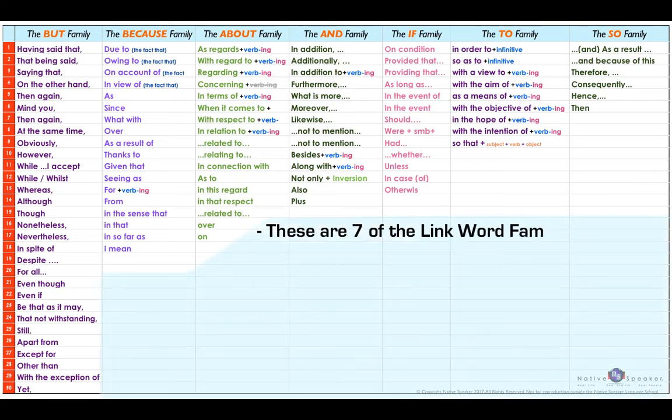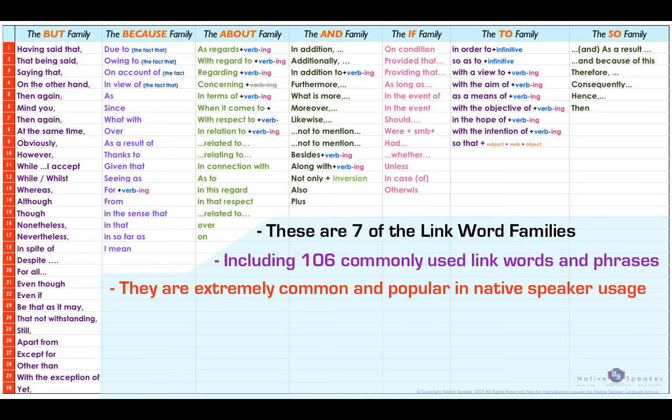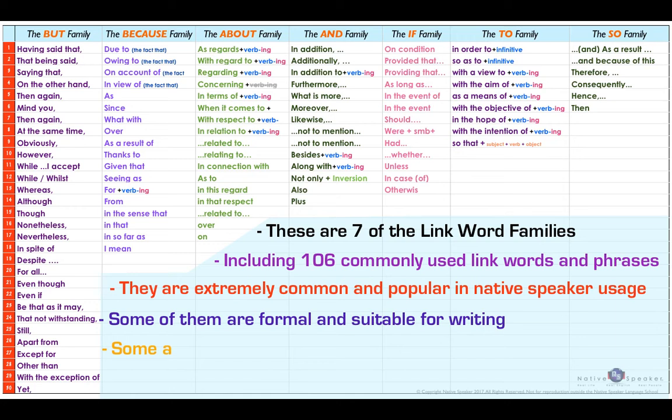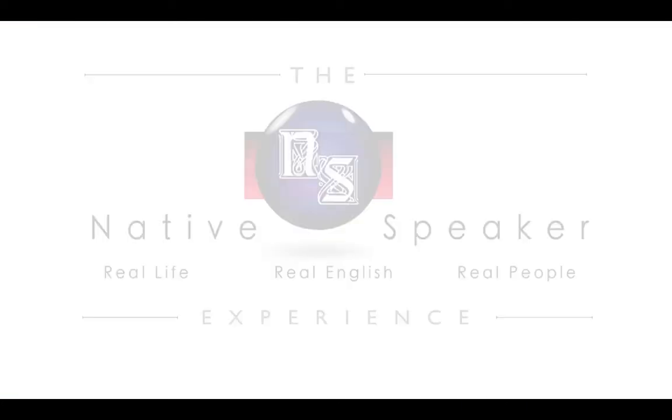These are 7 of the link word families, including 106 commonly used link words and phrases. They're extremely common and popular in native speaker usage. Some of them are formal and suitable for writing, and some are more suited to informal usage, and there are nuances and differences in meaning and construction.